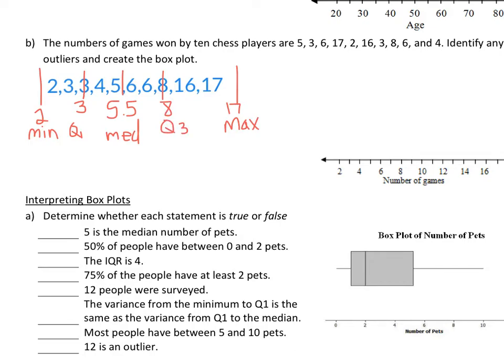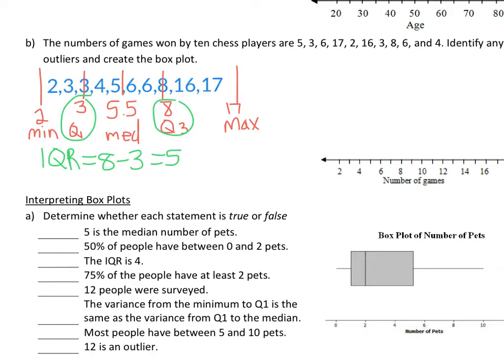Before I graph it, I need to find the outliers. So the first thing I'm going to do is find the interquartile range. The interquartile range is always the third quartile subtracted by the first quartile. So to find IQR, we have 8 minus 3, which is 5. So the interquartile range is 5.